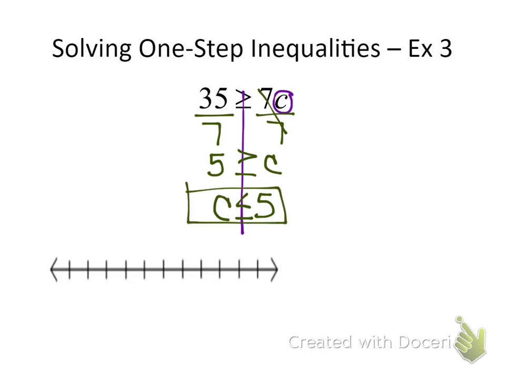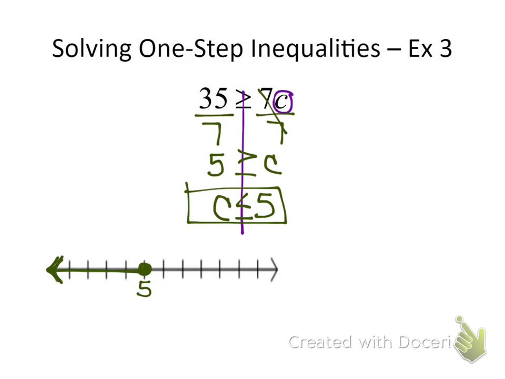So on our number graph here, we come down. Open dot or closed dot? Closed. So we're going to make sure that's closed. We're going to put a 5. And which way does my arrow go here? C is less than or equal to 5. Left. That is correct. Good.